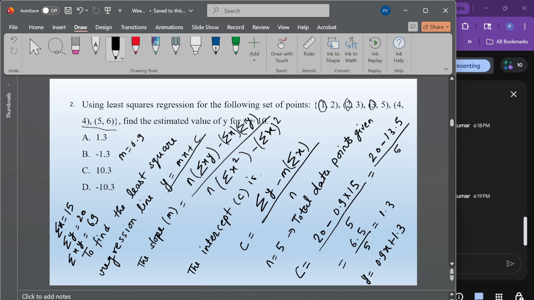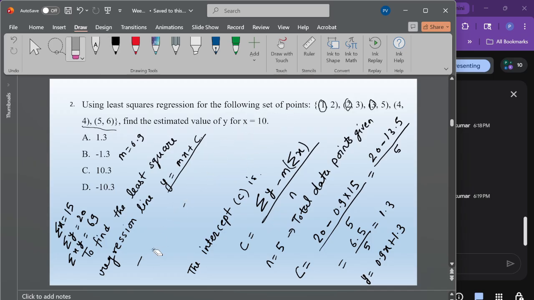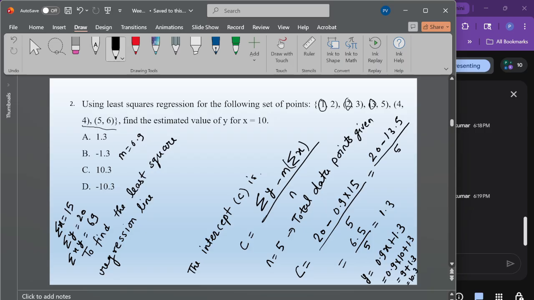And now in the question it is given that we have to estimate or find the value of y for x equal to 10. So here x is equal to 10 is given, so 0.9 into 10 plus 1.3. So here you will get 9 plus 1.3, that is equal to 10.3, right? So 10.3 is the final answer.